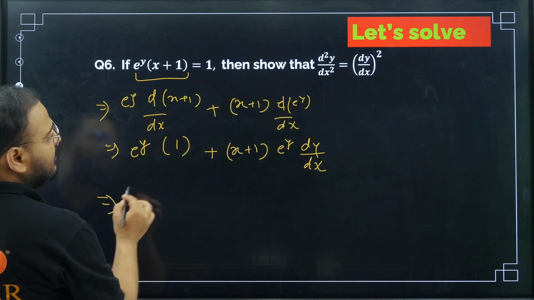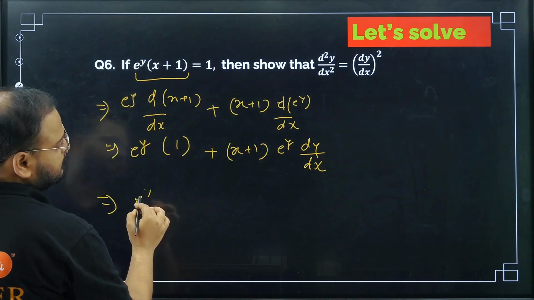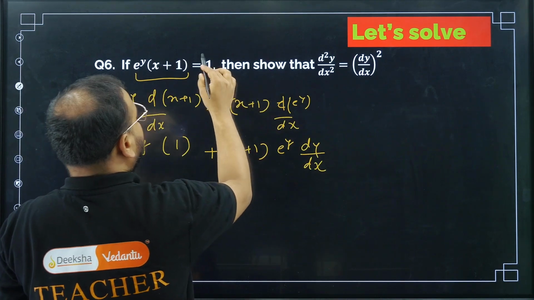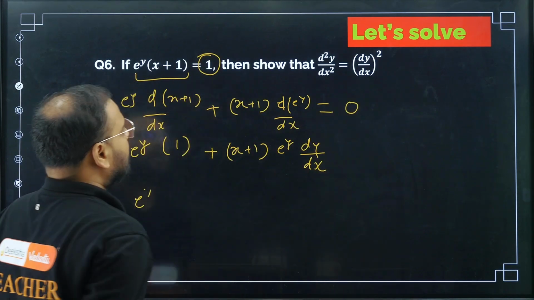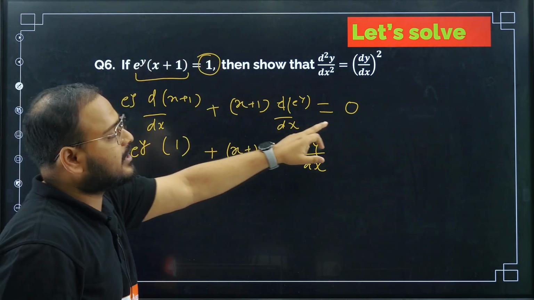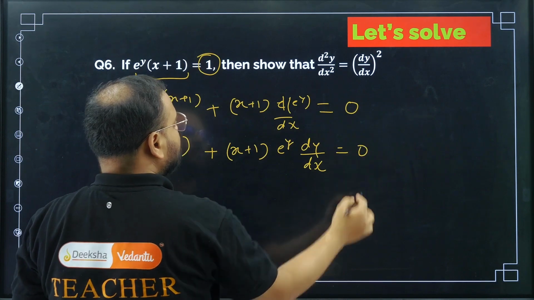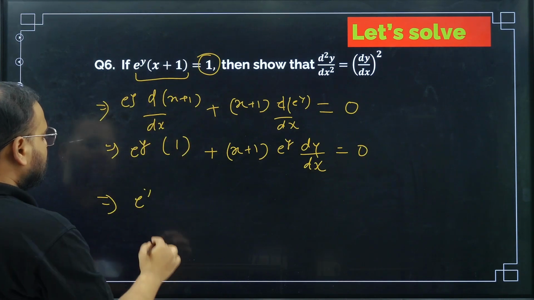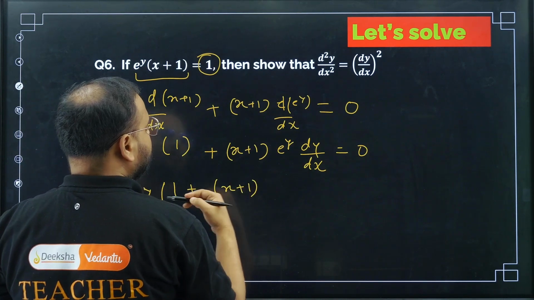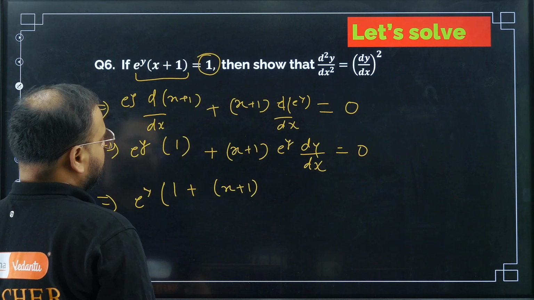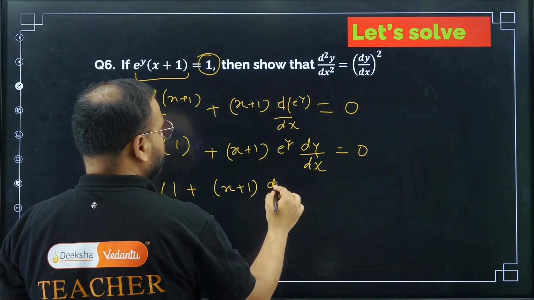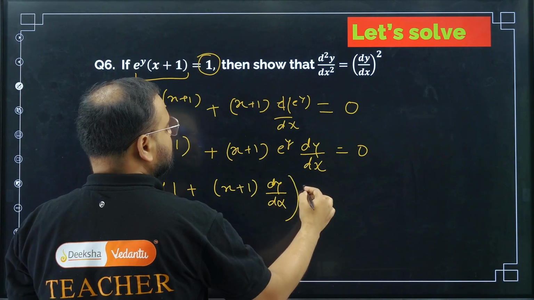Moving on to the next step. I have e power y common, so let's take that common. Again, one thing I forgot. This is 1, right? I have to take the differentiation of the entire equation, so I have to do it for 1 also. The derivative of 1 is 0. Now let me take e power y common. I get 1 plus x plus 1, multiplied with dy by dx, equal to 0.